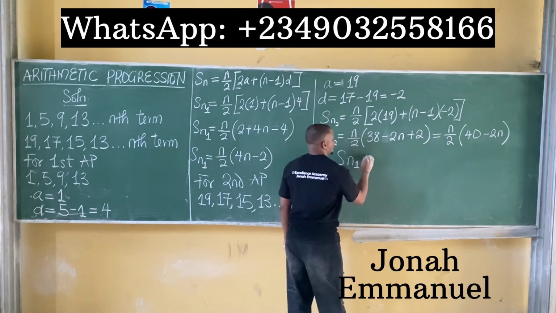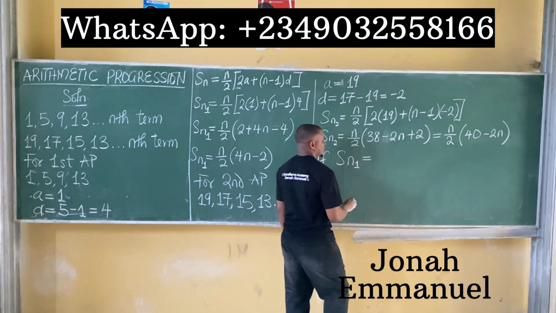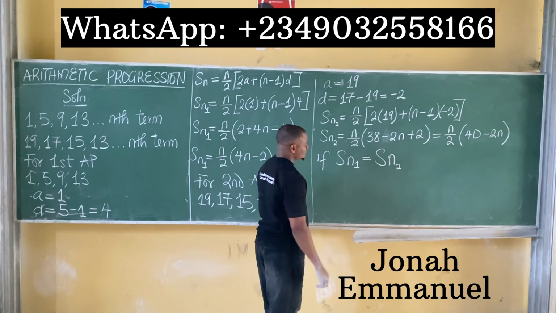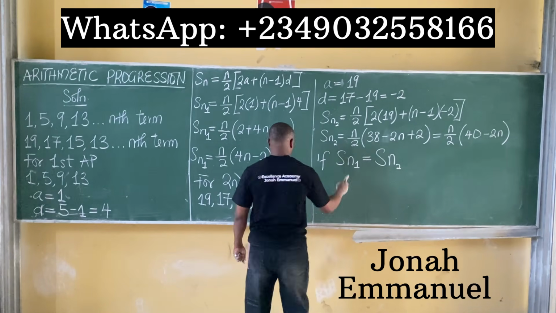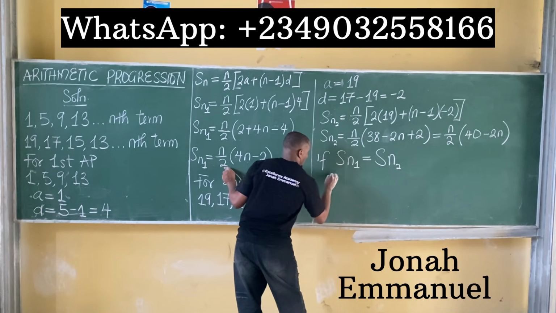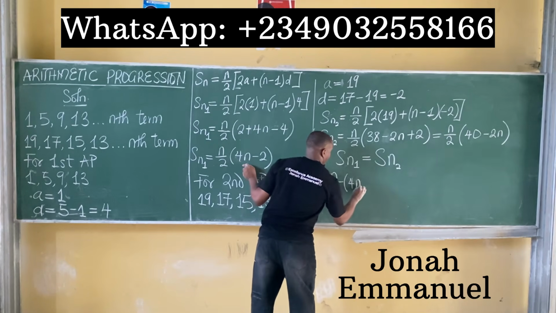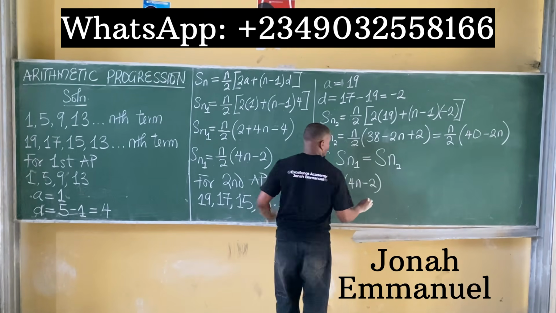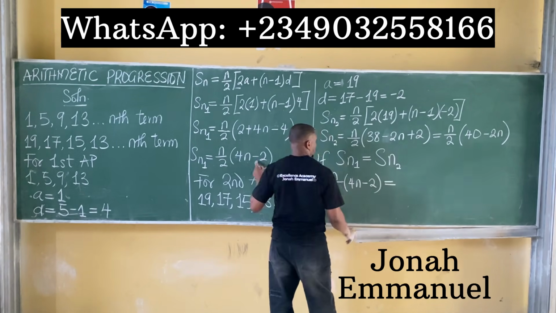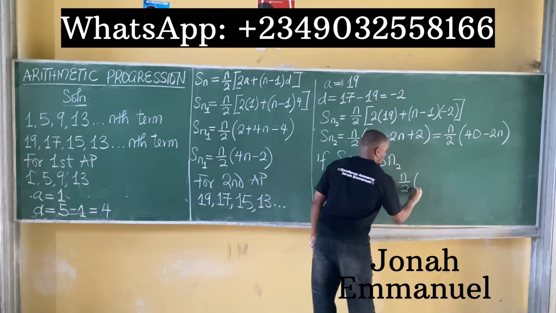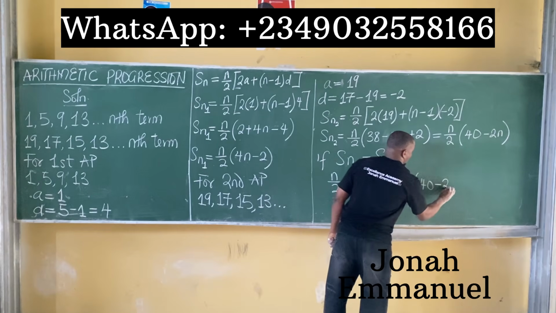So if the sum of the first AP is equal to the sum of the second AP, what would we have? We'll have that this value here is n over 2 into 4n minus 2. This is equal to, this for the first one. For the second one, you have n over 2 into 40 minus 2n.